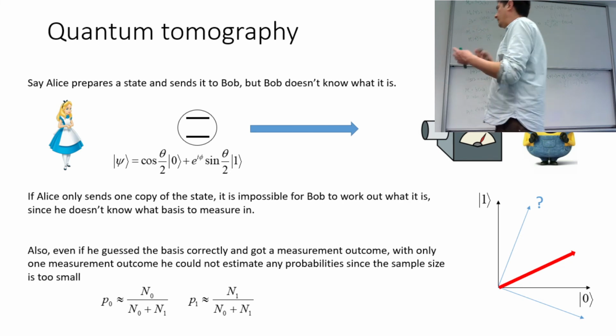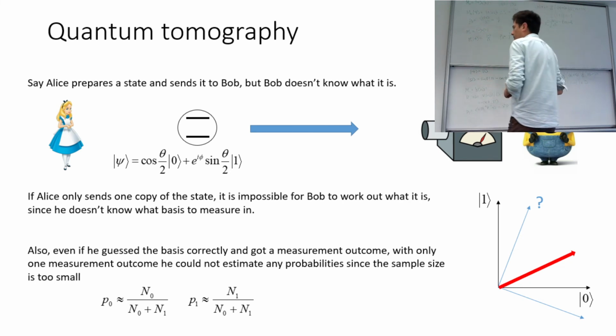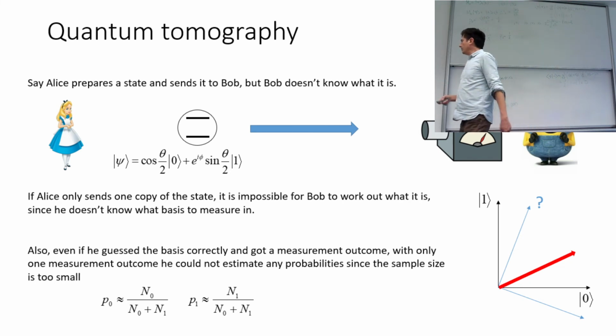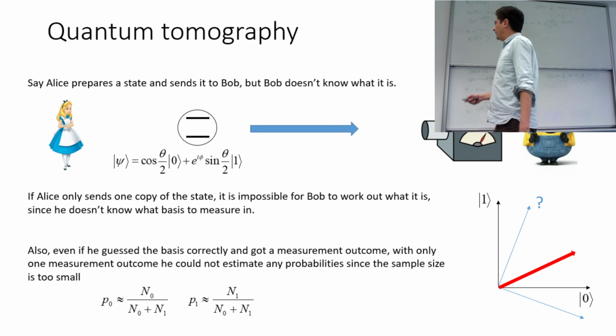And so that's basically this process of quantum tomography. So what I'm saying here is, even if you guess the basis correctly and got the measurement outcome, with only one measurement outcome he could not estimate the probability; the sample size is too small. So basically, this is what I mean. You need to repeat the measurement a lot of times, and then finally he would get the statistics.